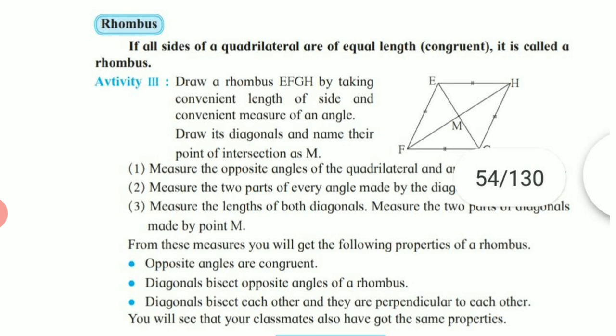From this we will get the following properties of a rhombus. First property, opposite angles are congruent. Second property, diagonals bisect the opposite angles of a rhombus. Third property, diagonals bisect each other and they are perpendicular to each other.